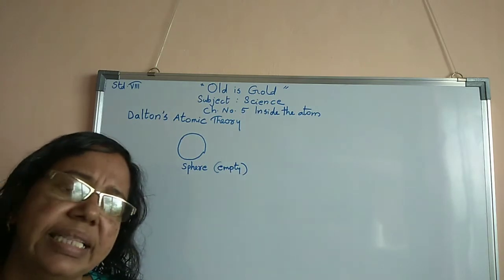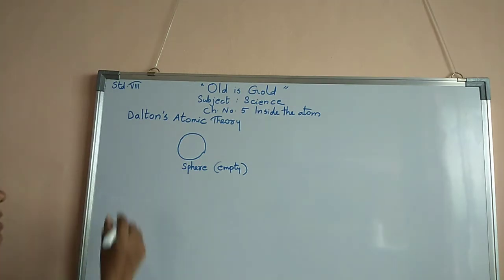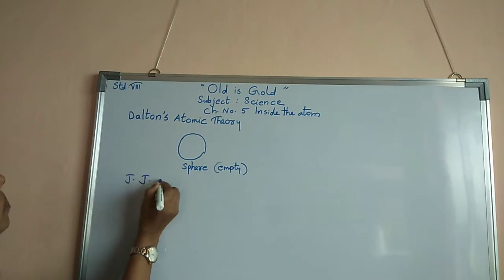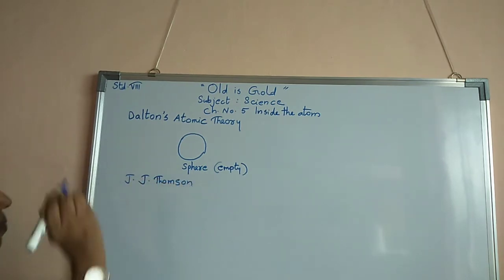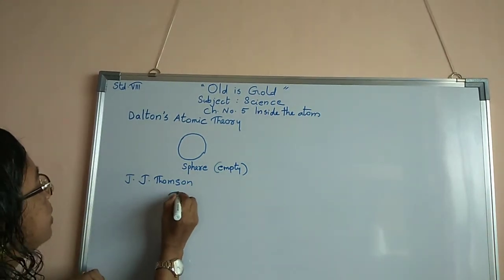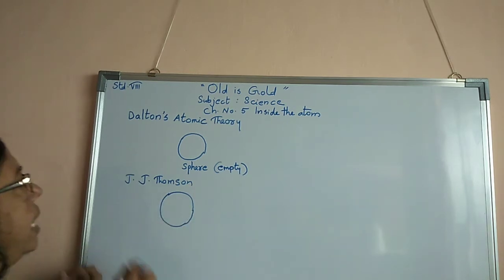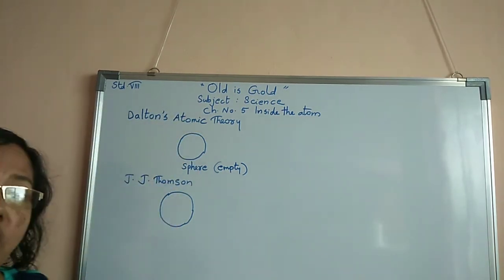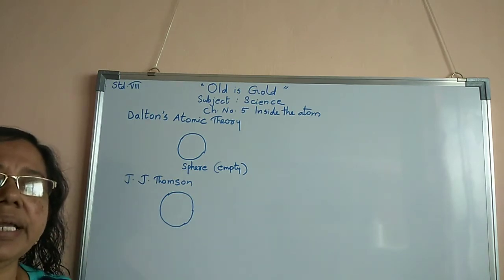After that, another scientist came. His name is J.J. Thomson. He said that the atom is like a sphere, as Dalton also said. It is like a ball. In the same way, J.J. Thomson also said that it is like a ball.